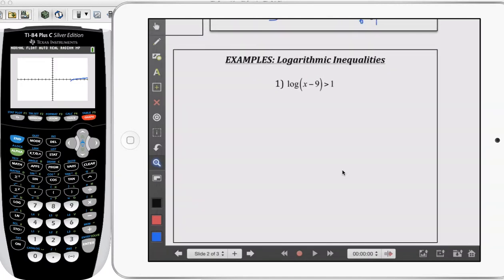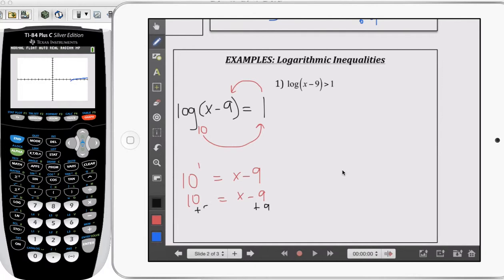Log of x minus 9 greater than 1. Solve it as an equation first. Find what x can be. Now remember, if there's no base, the base is 10. And now you have to do the loop thing to change it to an exponential form. So 10 to the power 1 equals x minus 9. So 10 equals x minus 9, because 10 to the power 1 is 10. You add 9 to both sides. So 19 equals x, or x equals 19.